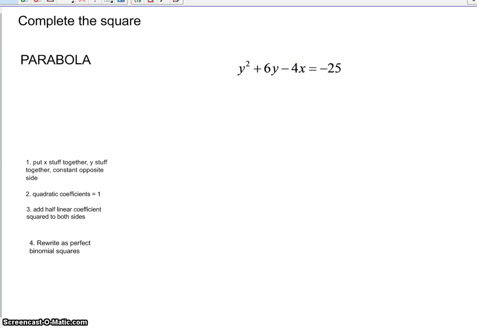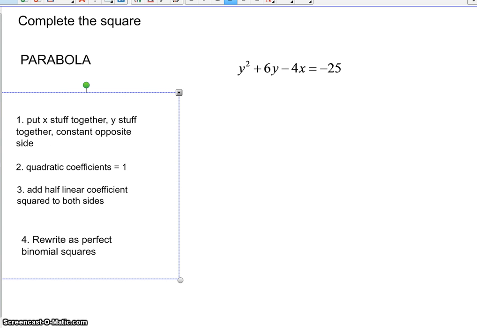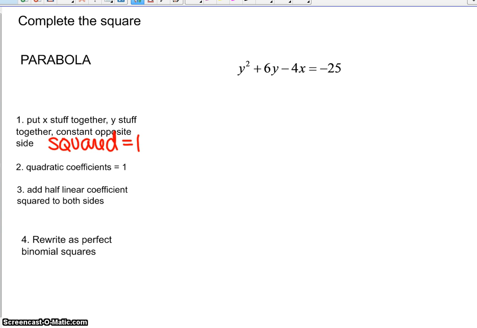All right, let's look at parabolas, because they're going to be a little different as well. But I'm going to, again, try and follow these same steps that I've been doing throughout. So number 1, when we said put our x stuff together, our y stuff together, constant on the opposite side, I'm going to change that a little bit. What I'm going to do is my squared stuff equal to the rest. And what I mean by squared stuff is which one of my variables is squared. Is my x squared or is my y squared? So in this case, my y is squared, so I'm going to put the y junk all together. But everything else, my non-squared variable, so here the x, and my constant go to the other side.